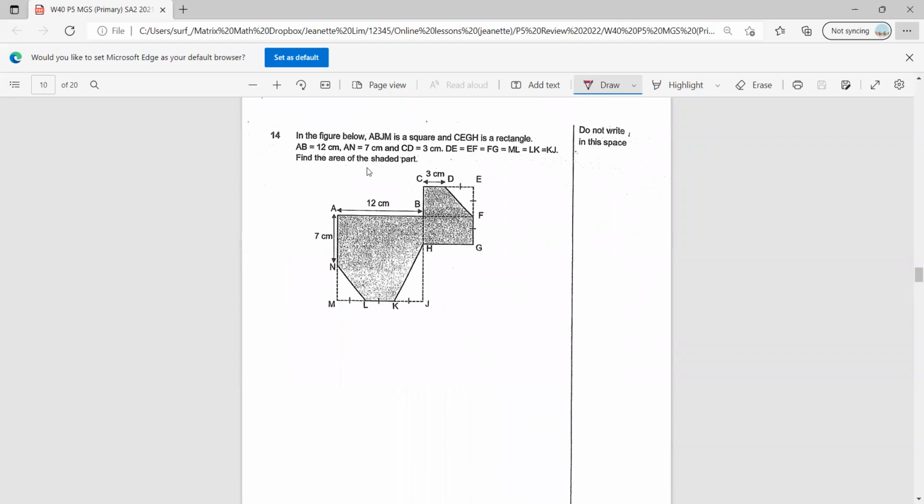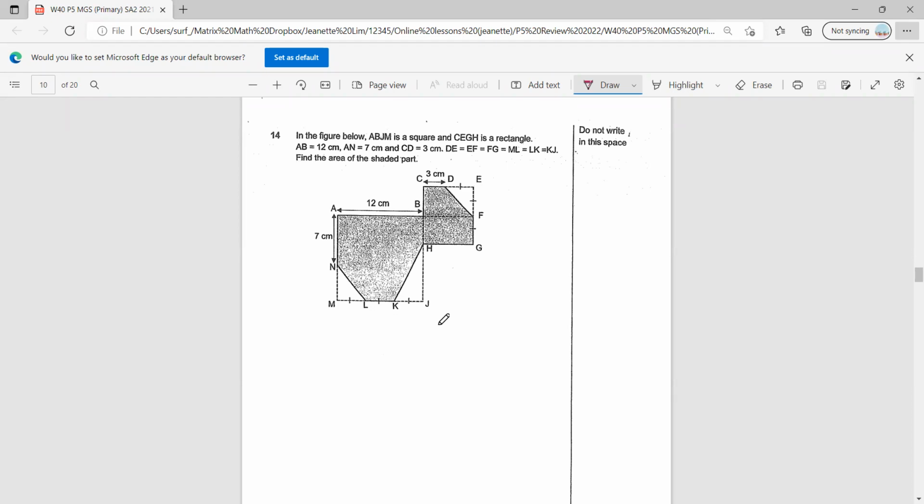Okay, figure below, ABJM is a square, and then you have a rectangle CEGH. So you have 12 cm, 7 cm, and 3 cm. Then all the lengths here are equal, right? It's all marked out for you already. 1, 2, 3, 4, 5, 6. All the 6 sides are equal. Find the area of the shaded part.